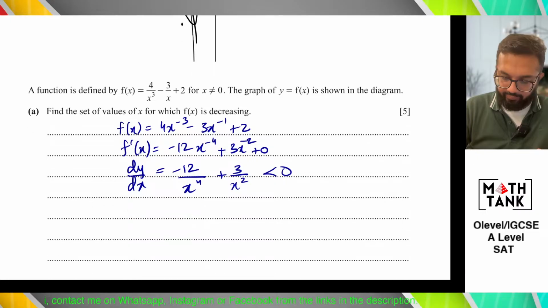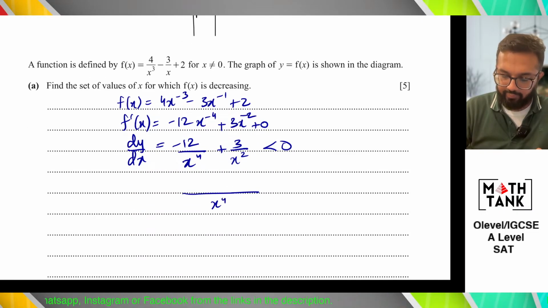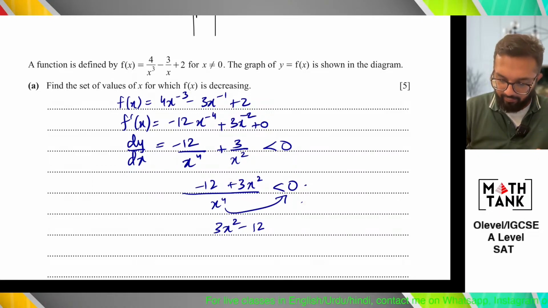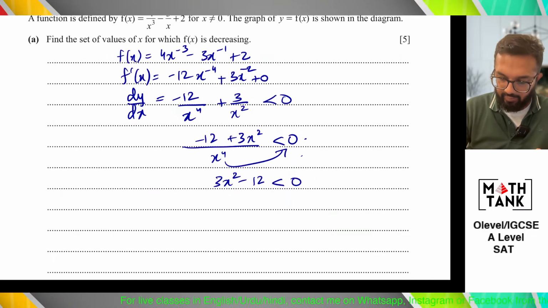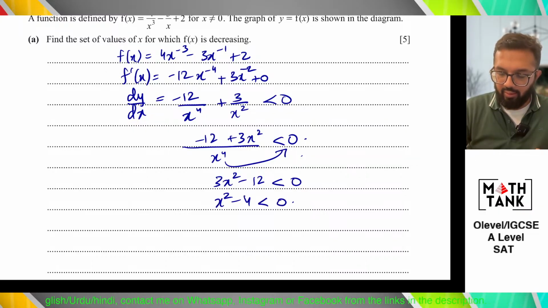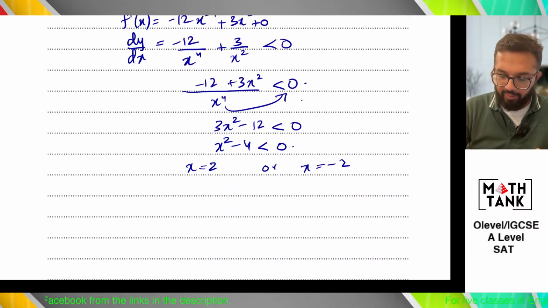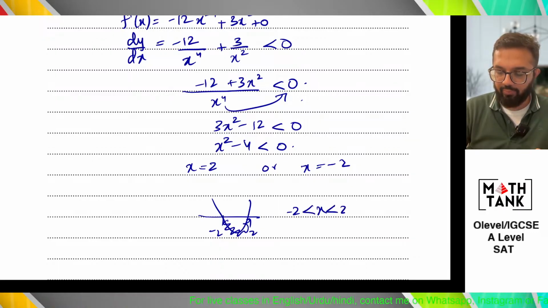It's less than 0. So 3x squared minus 12 is less than 0. x squared minus 4 is less than 0. So x should either be equal to 2 or x equal to minus 2. And what values will I pick? I will pick the values that are lower than 0. So x should be between minus 2 and 2.